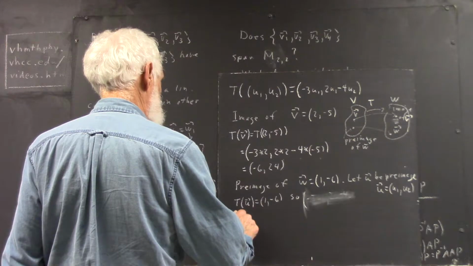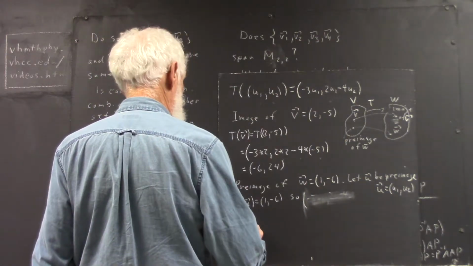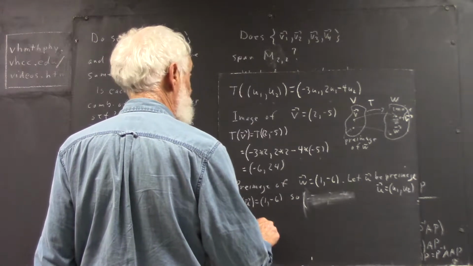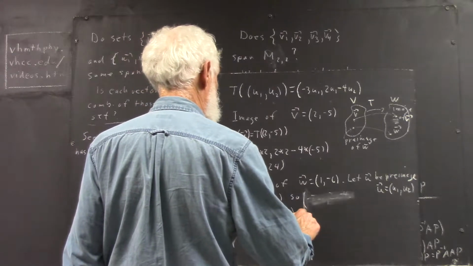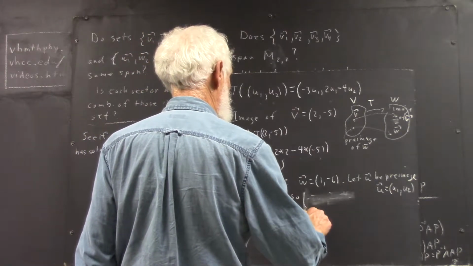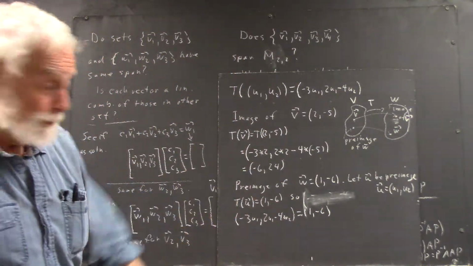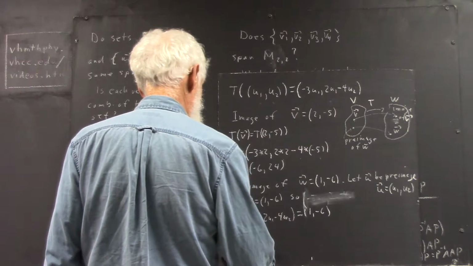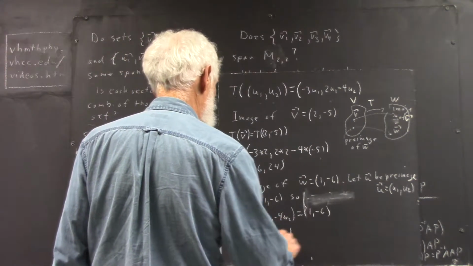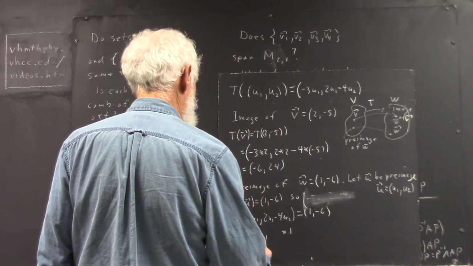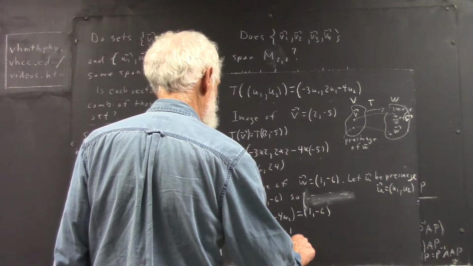So T of U, equaling (U1, U2), just like we have here, is (-3 U1, 2 U1 minus 4 U2), and that should equal (1, -6). Well, this leads directly to a system of equations. We have then -3 U1 equals 1, and 2 U1 minus 4 U2 equals -6.